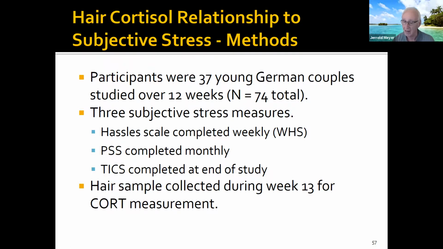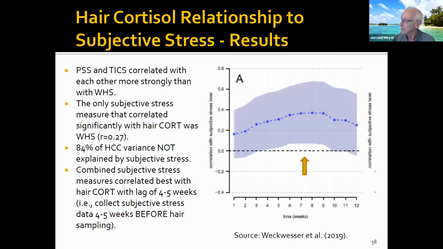There was a big paper with a lot of results, so obviously I'm not going to try to give it all to you. This is what I think was the most informative graph, and also some text, for our current discussion. One thing that was interesting, I'm not sure what it means, but the PSS and the Trier measure were correlated with each other more strongly than with the Hassles scale. Not sure why, but that's part of the data. The only subjective stress measure that by itself correlated significantly with hair cortisol was the weekly Hassles scale. And it wasn't a great correlation, okay, but it was significant.